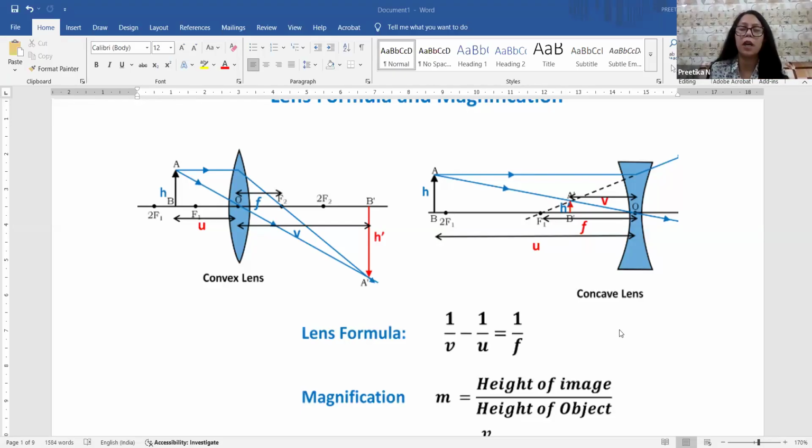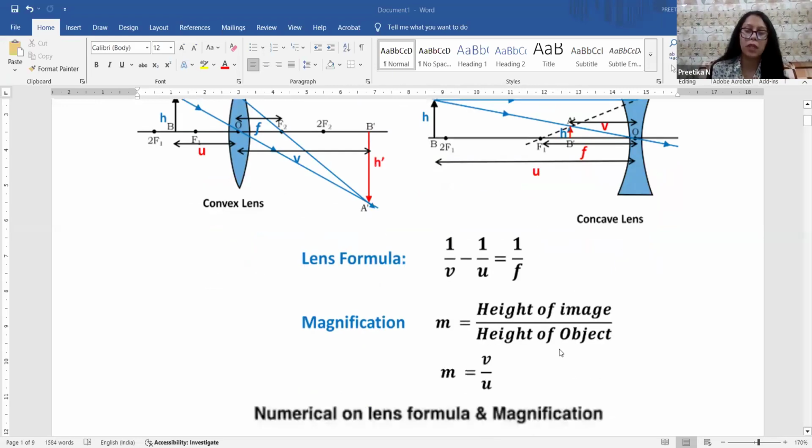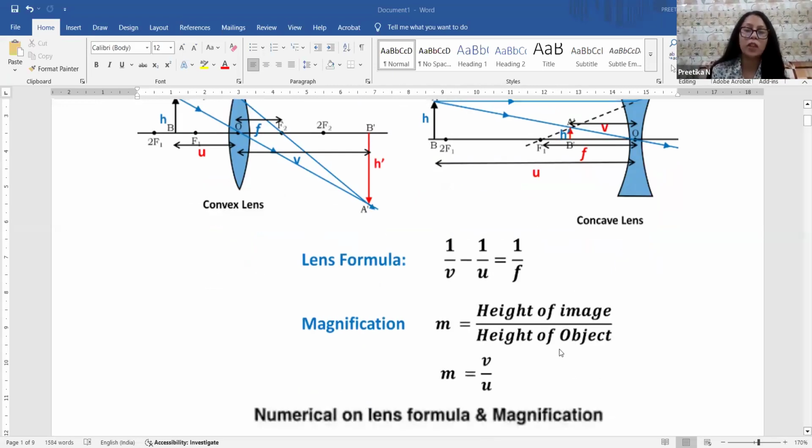So basically you have the formula that is lens formula 1 by V minus 1 by U is equal to 1 by F, where V stands for the image distance, U stands for the object distance, and F stands for the focal length. Then we have the magnification formula too. Magnification formula is when you compare the image with the object. All right. So here the formula will be same as that of the mirror formula, that is height of image upon height of object. But we do it in another form also, that is V upon U. Can you just see the formula of M is equal to V upon U and tell me how it is different from the mirror formula context?